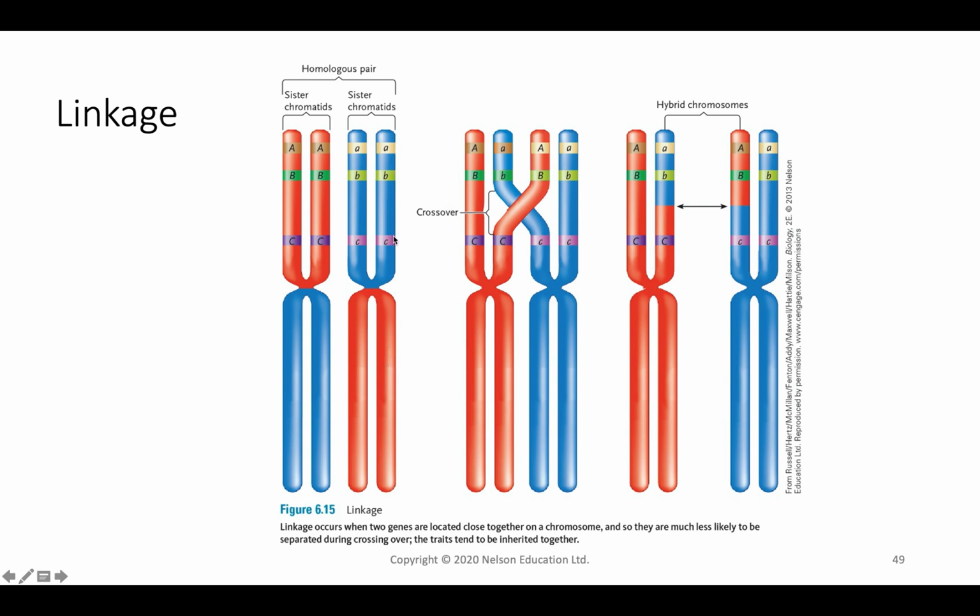It has to happen anywhere between here and there for it to separate this one and that one. So it's much more likely for it to happen between A and C than it is between A and B, right? Because of how closely these 2 are related. And when crossing over occurs, now they're going to be independently assorting again.